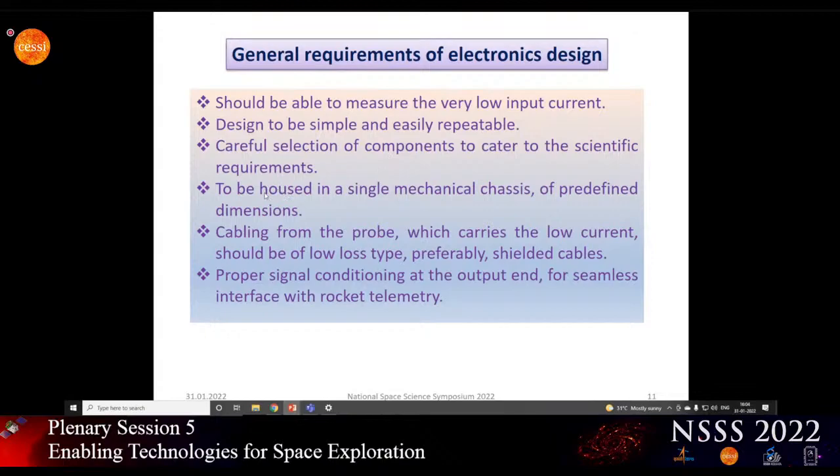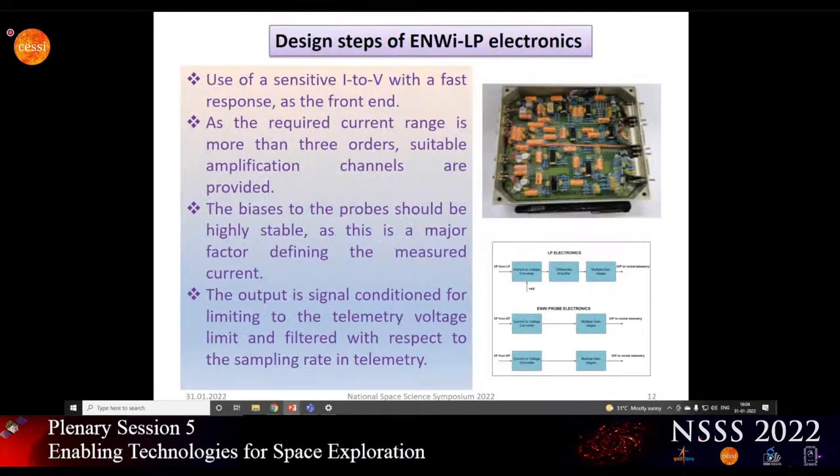For this, a careful selection of components has been done to cater to these scientific requirements. The electronics is to be housed in a single mechanical chassis, and the size of the chassis is already predefined. The cabling from the probe, which carries the low current, should be of low loss type; the ones we used were shielded cables. Proper signal conditioning at the output end is to be ensured for seamless interface with the rocket telemetry.